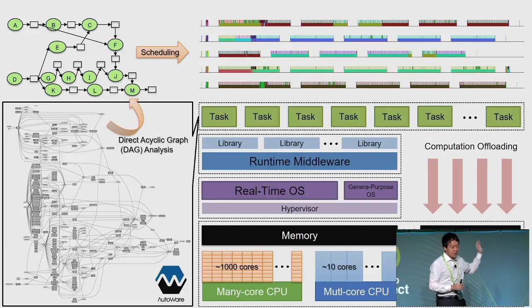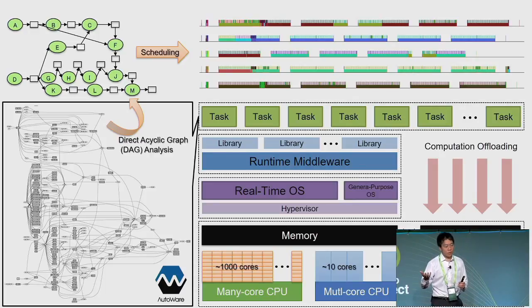Because if you see the left bottom side, Autoware is composed of more than 200 tasks. And those 200 tasks have inputs and outputs. Then there are data dependencies between each other. So for instance, the object detection function can never start unless the sensor information arrives. So those data dependencies actually make it difficult to analyze the system in real time.